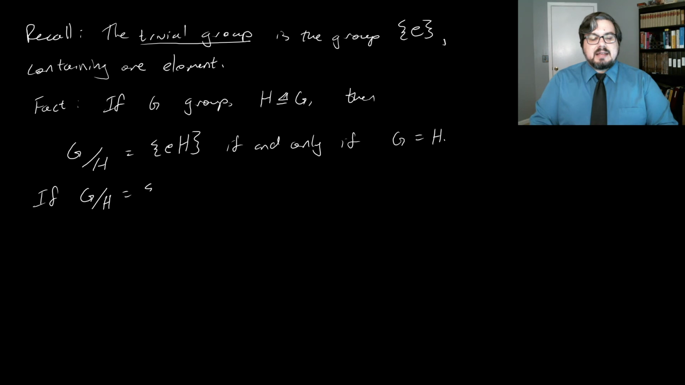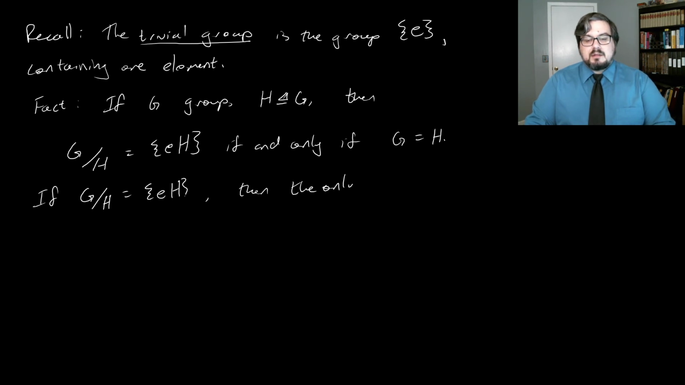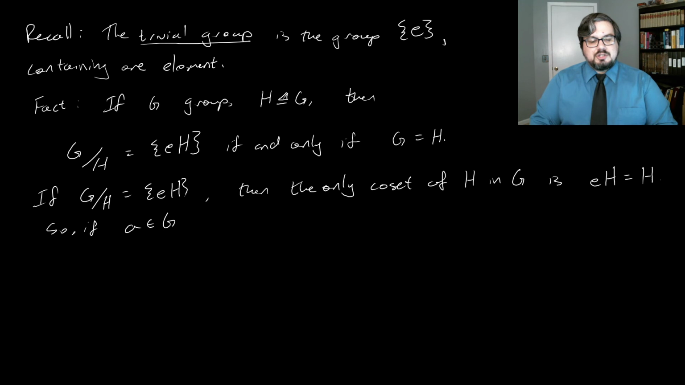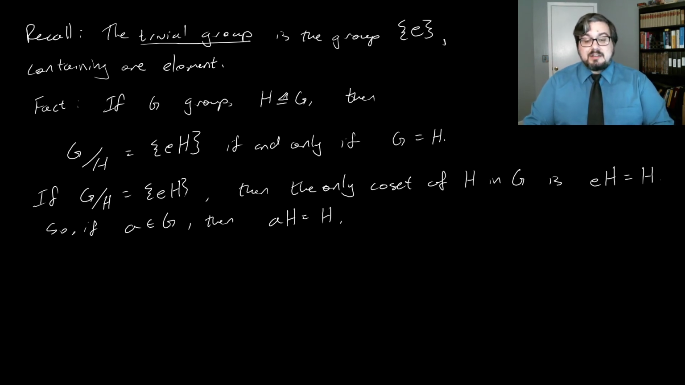So if G mod H is actually equal to the set {EH} and it has only one element in it, this tells us that the only coset of H in G is EH, which of course is just equal to H. So if A is any element of G, then that means that AH, which is a coset of H, has to actually be equal to H, so A has to belong to H. Because every element of G belongs to some coset of H, and if the only coset of H that exists is H itself, then that means that every element of the group has to belong to H, which tells us that H actually has to equal G, because we know it can't be any bigger. H is a subset of G.